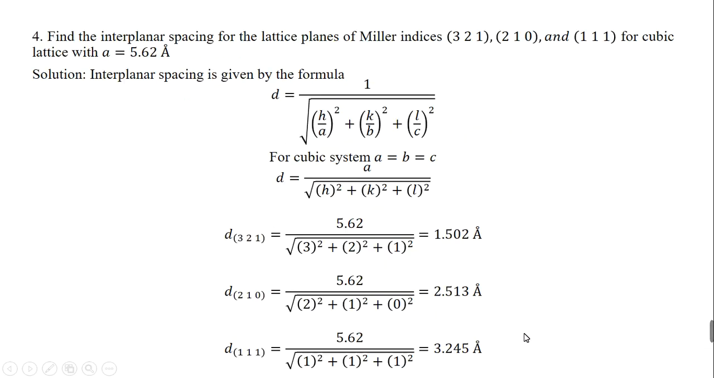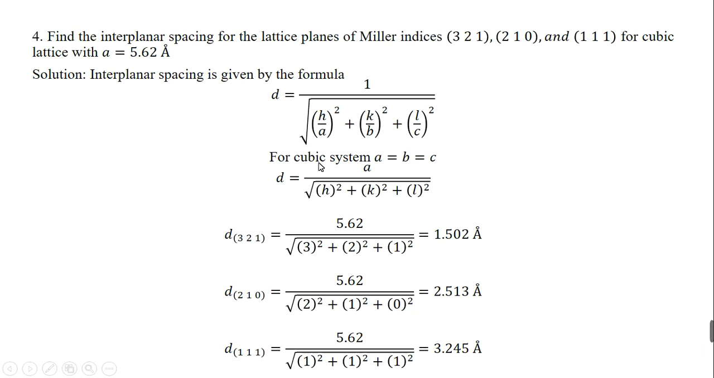Okay, so next problem. Find the interplanar spacing for the lattice planes of given Miller indices. They have given 3 sets of planes. If you solve one plane, it will be similar for the other 2 planes. A cubic lattice is given here, with lattice parameter a equal to 5.62 angstroms. The formula for interplanar spacing is given here. It is 1 divided by the square root of (h by a) whole square plus (k by b) whole square plus (l by c) whole square.